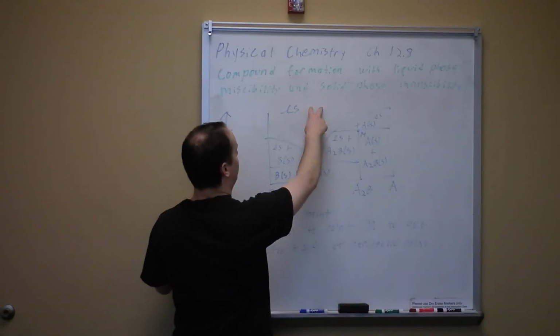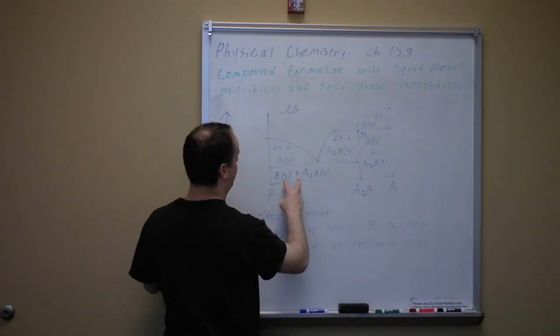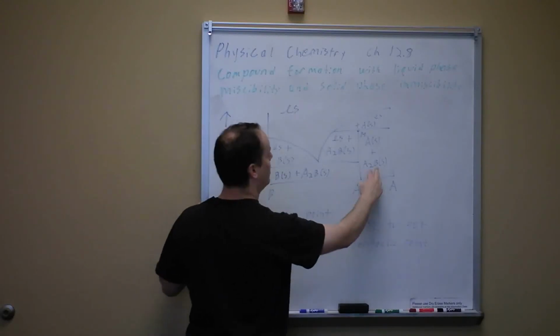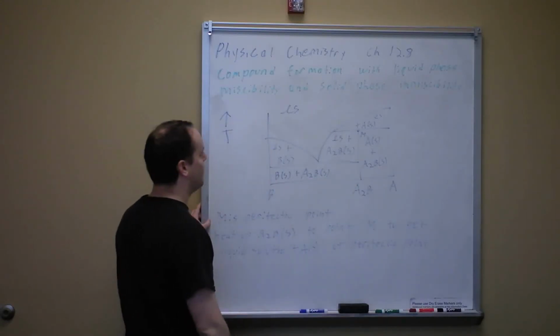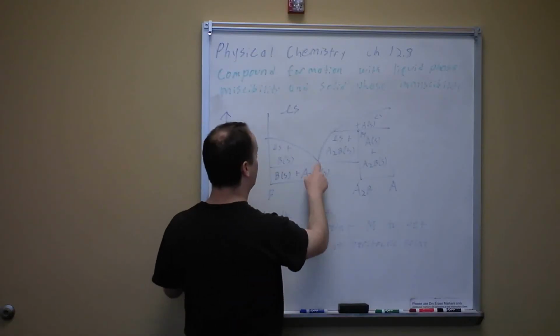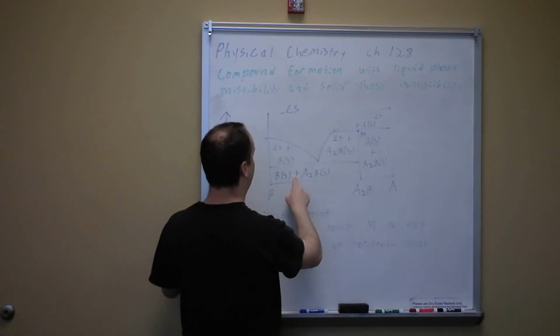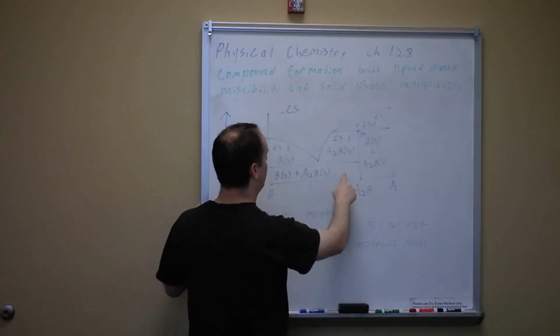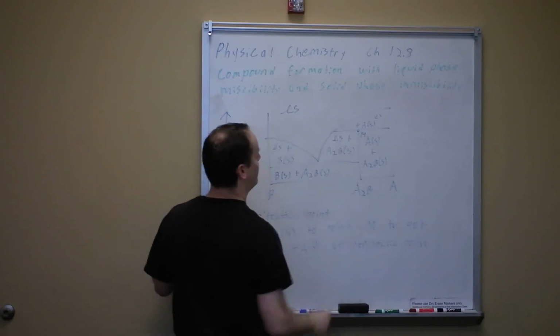You still have liquid solution at high temperatures. At low temperatures you've got two different solids, either B solid and A2B solid, or A solid and A2B solid. So over here, notice you have a eutectic point. So B and A2B becomes B in liquid solution, or B and A2B becomes A2B in liquid solution.